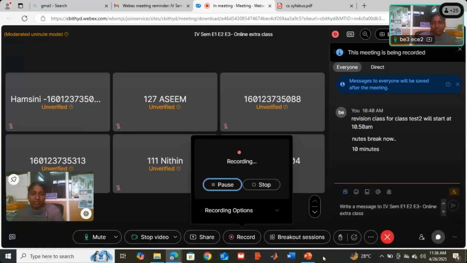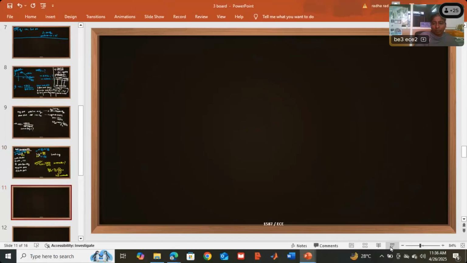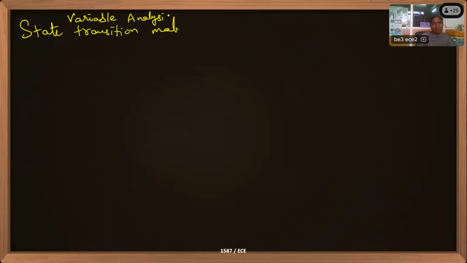Try to close. State transition matrix. The topic is state transition matrix. State variable analysis is the topic.